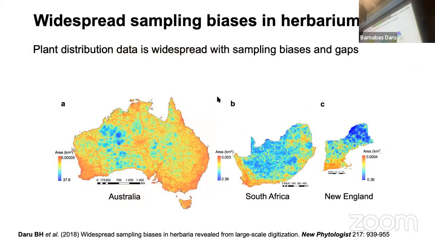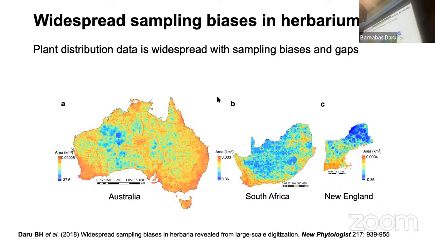And there have been efforts to understand the coverage gaps and biases in biodiversity data. For example, we recently were interested in addressing biases in museum collections of plants, herbarium specimens for the flora of Australia, South Africa, and New England in the US. Here, areas in red correspond to high coverage and blue to low coverage. So you can see there's an imbalance in collecting in these different regions.